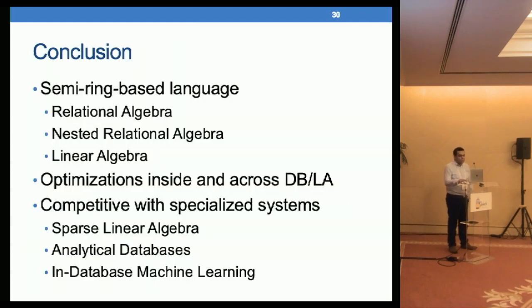So to conclude, we have introduced the semi-ring-based language which can subsume relational algebra, nested relational algebra, and tensor algebra, and it enables optimizations both inside each of the data science components and also across the data science components. And we have shown that it's competitive with specialized systems in the sparse tensor algebra world, analytical databases, and also hybrid workloads of doing machine learning inside database systems. So you can refer to the paper for some proofs as well as more extensive experiments.